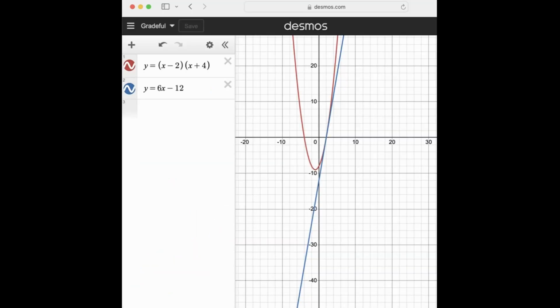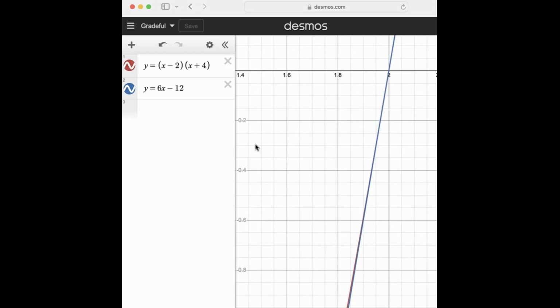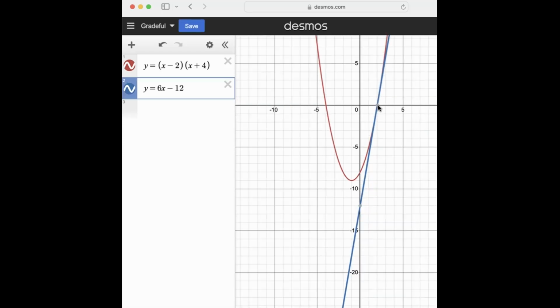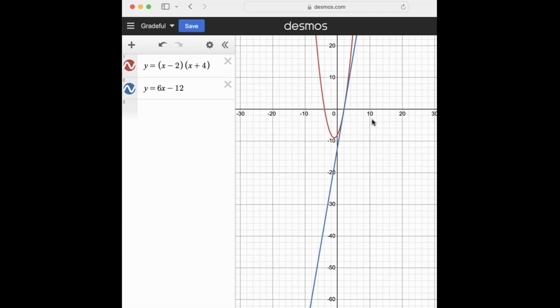Now, if you went into Desmos and typed in y equals x minus 2, x plus 4, y equals 6x minus 12, you'd get the two graphs. Desmos has the advantage of being able to zoom in and out in case, for some reason, you really needed to know exactly where these two things intersect. Desmos is pretty good at that. You can just click in this area and it'll tell you where they intersect. It'll also tell you x-intercepts and things like that. Here, we just needed to know how many times they intersect.